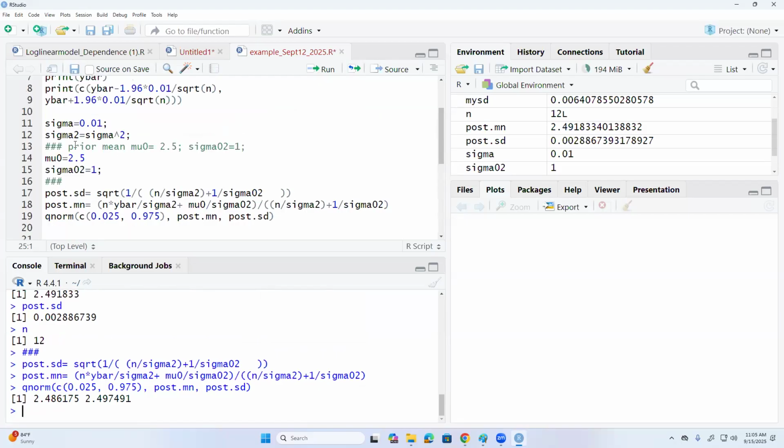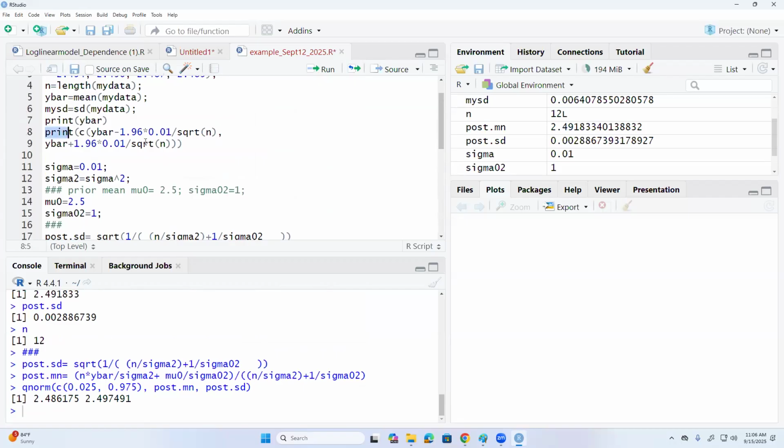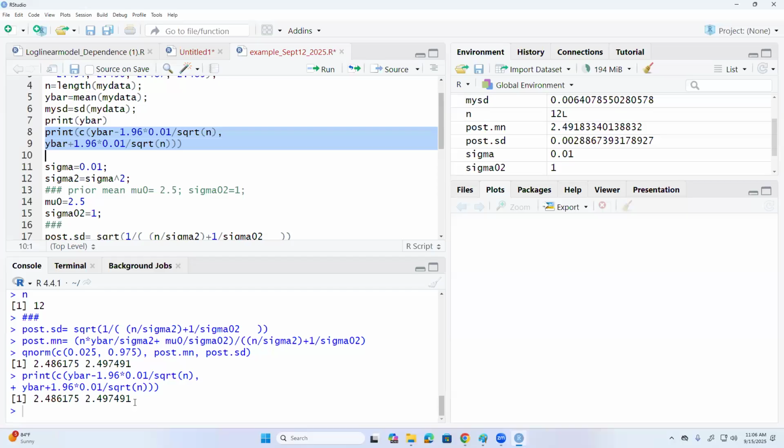Now let's look at what was this classical. The classical and the Bayesian are coming out to be identical because of, I believe, the very low standard deviation. Very low standard deviation.